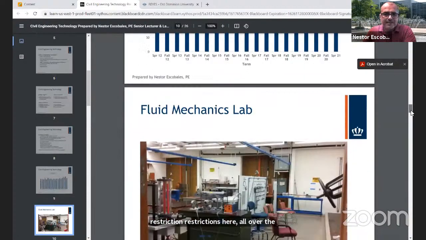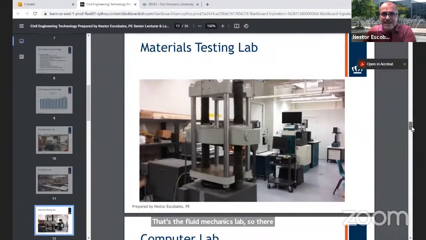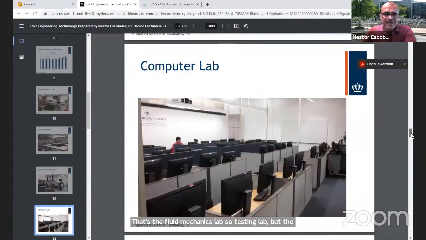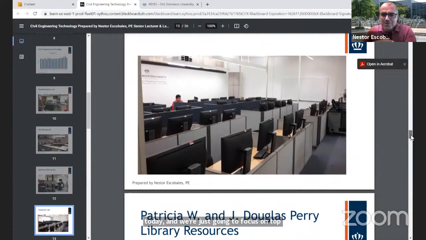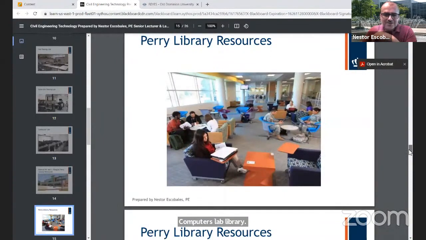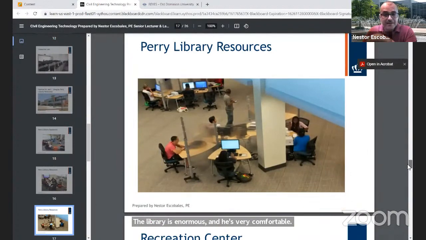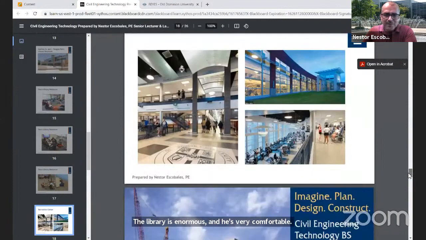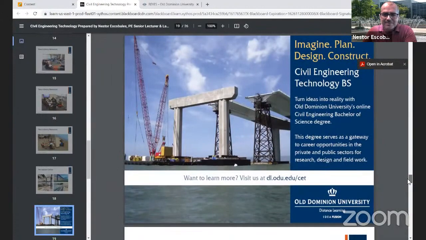So it's very constant. That's the fluids mechanics lab, soil testing lab, material testing lab. That's what we're going to talk about today. And we're just going to focus on torsion. Computers lab, library. The library is enormous and it's very comfortable, has a lot of resources. Hey, there is no excuse for you to not do well in the program. Athletic facilities. And that's a little postcard about the program, etc.